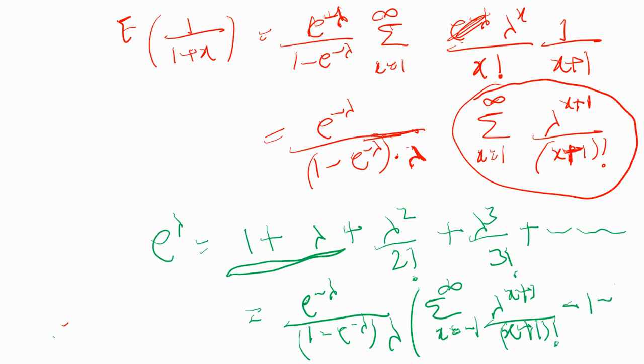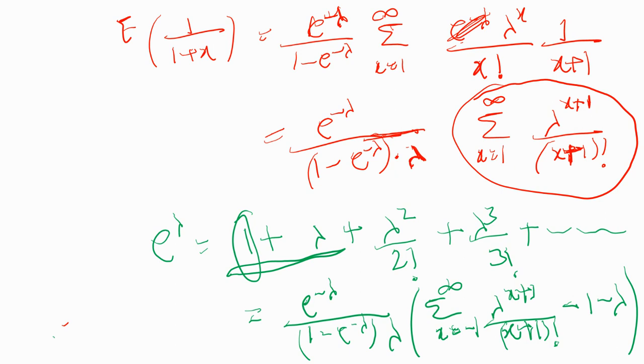minus 1 minus lambda. What I did here is put the limit x equal to minus 1. When x is equal to minus 1, it will be lambda to the power 0 divided by 0 factorial, which will be 1. So I have added this 1 and subtracted this 1. Similarly, when x is equal to 0, it will be lambda to the power 0 plus 1, which is lambda to the power 1 divided by 0 plus 1, that means 1 factorial.